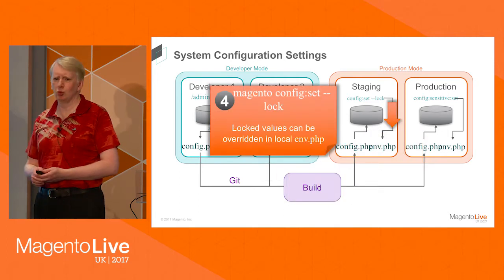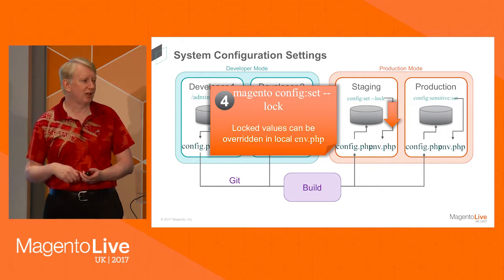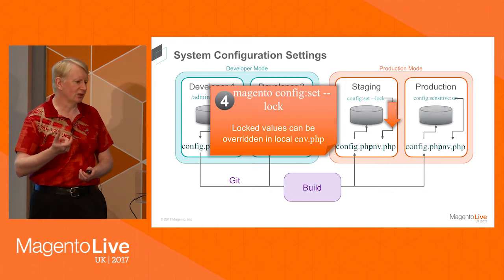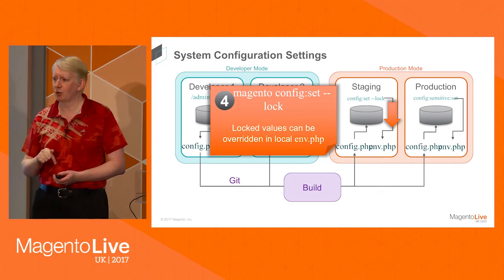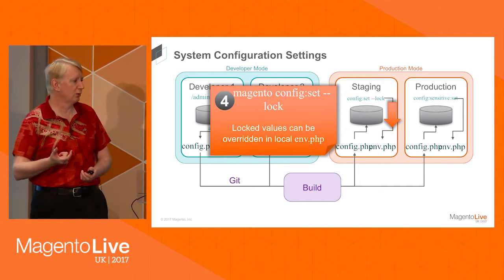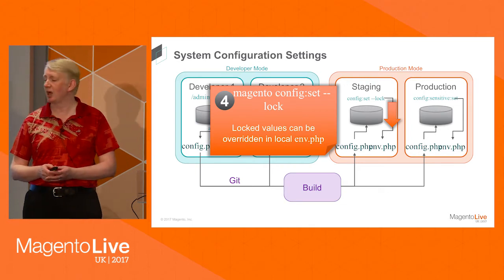So what happens if you do want to change it locally? Well, the config set command actually has a lock command, and what it basically says is, even though this setting is locked, or you could interpret it as I want to lock this setting, it'll write it out to the local env.php file. So if you do want a deployment script, and part of that deployment script is going to set some local settings, there are some commands around to help with that.